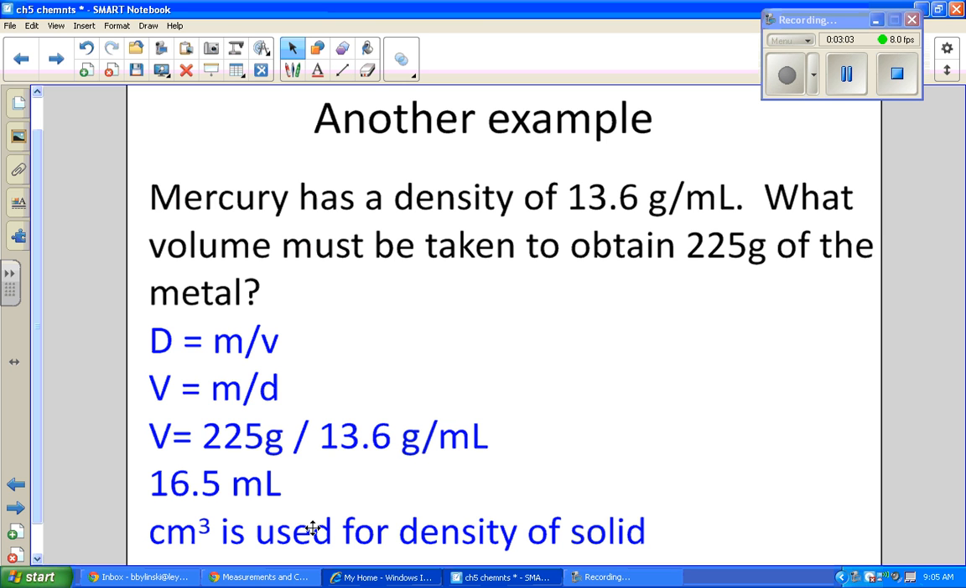Volume only has one unit, and I think you can see here that the grams would cancel. And also, this is the volume of a liquid. When you get into the lab and start taking the density of a solid, you'll be measuring that with a ruler. So in that case, you'll be measuring centimeters, and that would become centimeters cubed. So just letting you know there are two different units for volume.